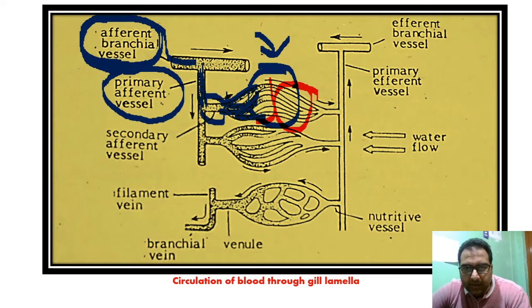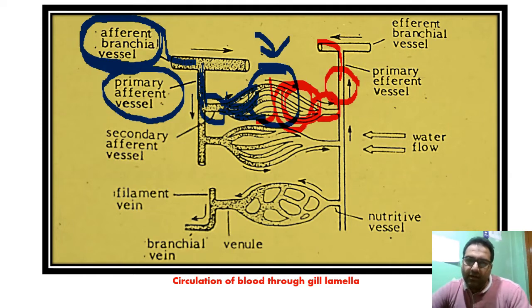So along the margin of the gill lamellae, blood is finally carried from the vascular core to the primary efferent vessel, and then it leaves via the efferent branchial vessel. So half of the portion deals with the oxygen poor blood, whereas half of the portion deals with the oxygen rich blood.